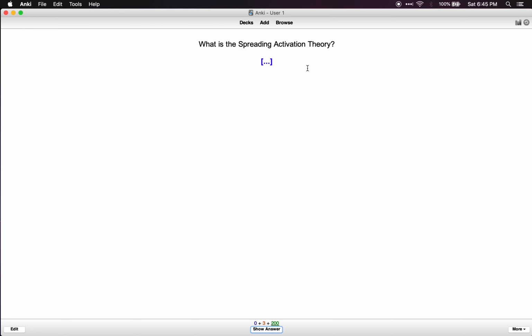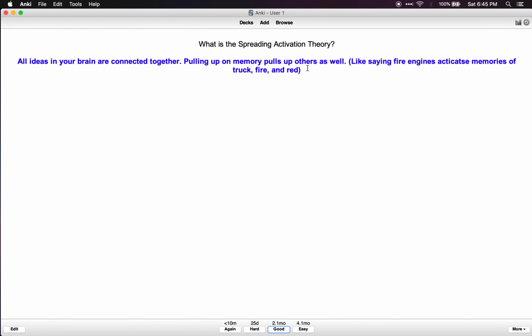Spreading activation theory. All ideas in your brain are connected together. Pulling up one memory pulls up others. It's like saying fire engine activates the memory of truck, fire, and red.